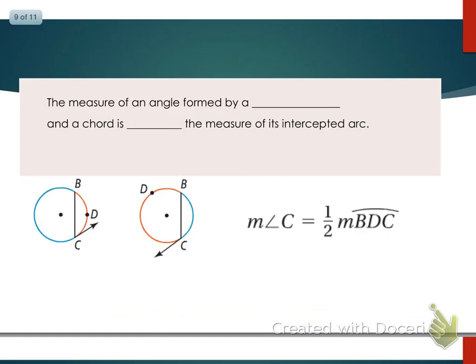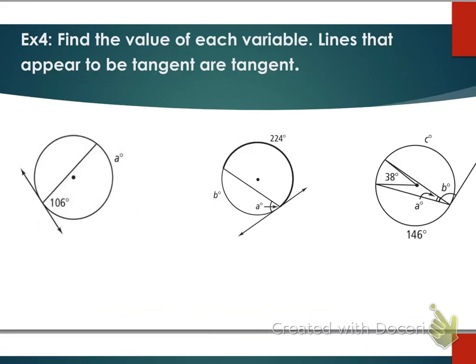Okay, the last things that we're doing: the measure of an angle formed by a tangent and a chord is half the measure of its intercepted arc. So angle C is going to be half of BDC. So this angle is going to be half of that entire arc that it's intercepting. So it should be half of it, so that means to go the opposite direction, we're going to have to double it. So 106 times 2, this is going to get me 212.